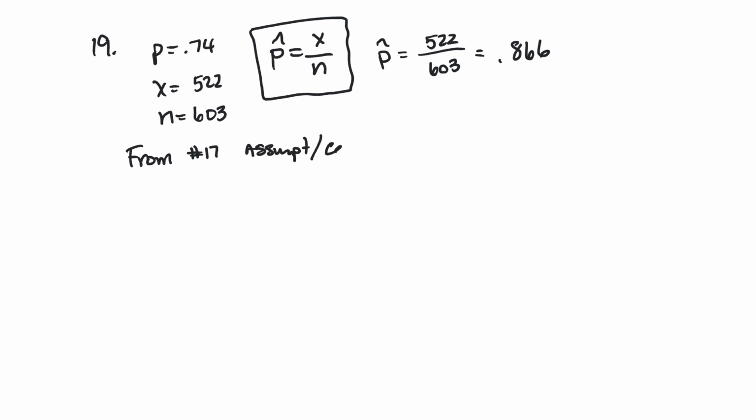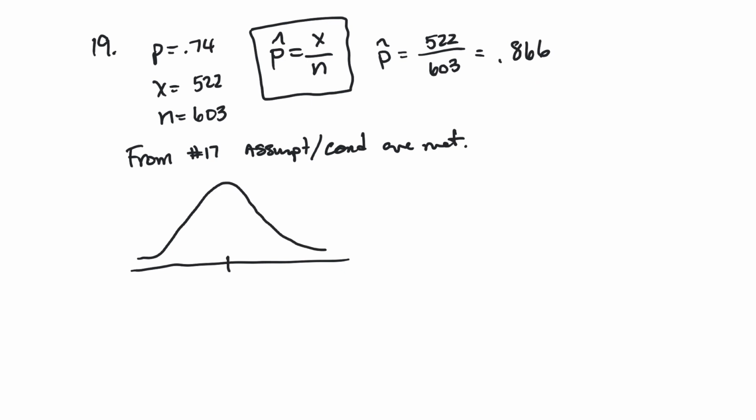We can find p hat by doing x over n. That's the number of successes divided by the total sample size. That gives us 86.6%, or a proportion of 0.866. I don't need to check my assumptions again because we did that in number 17. The only difference here is that we have a larger sample size, which means if it was normal before with only 400, I'm definitely going to have an even more normal scenario with a larger sample size. So we're good to go on that part.